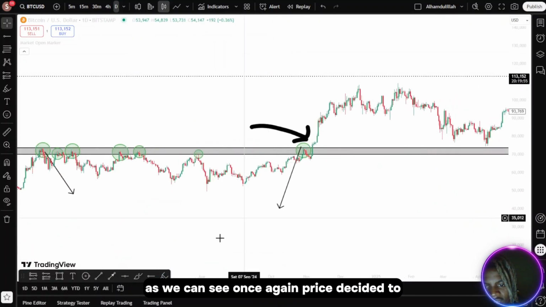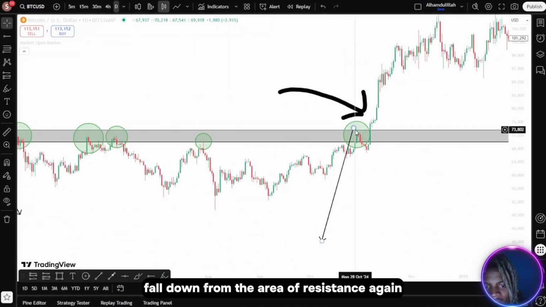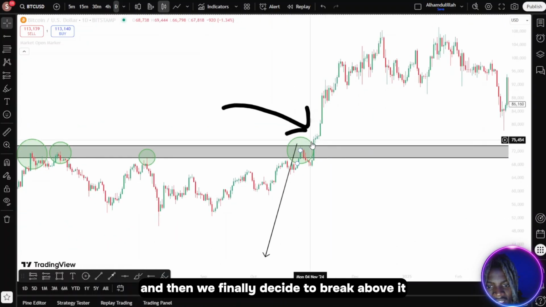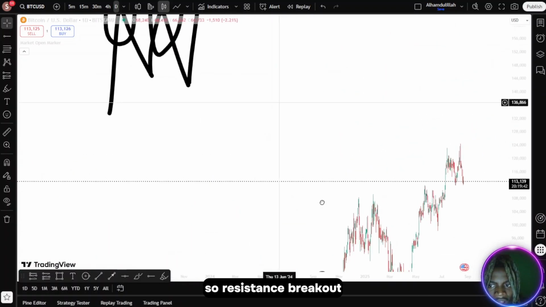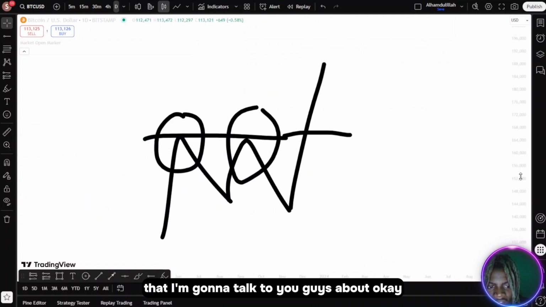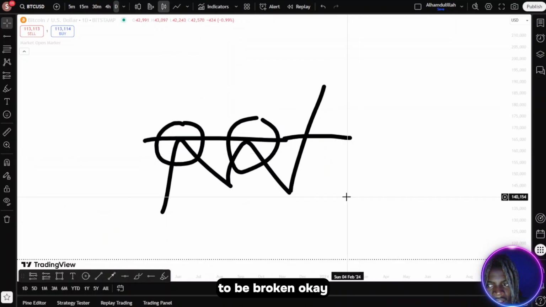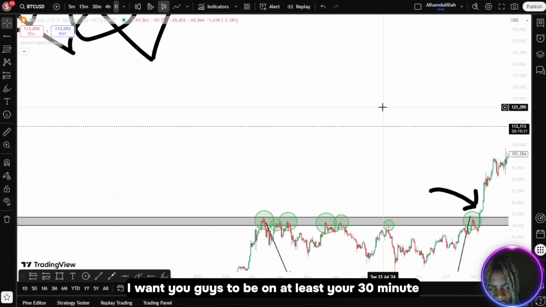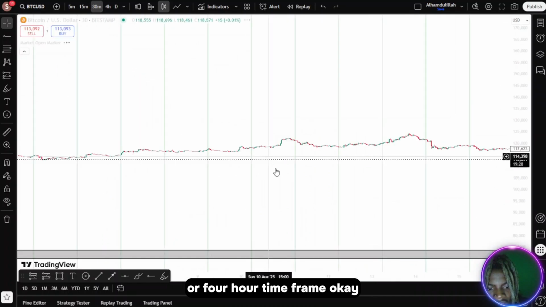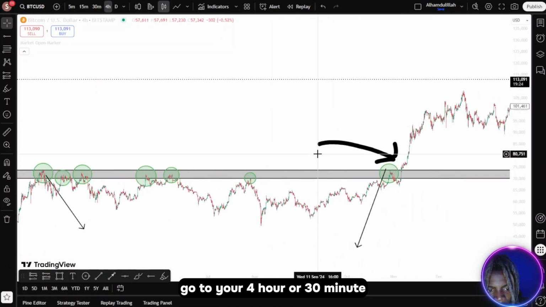Okay. As we can see, once again, price decided to fall down from this area of resistance, fall down from the area of resistance again, and then we finally decide to break above it, continuing up, creating bullish price action and structure. Okay. So resistance breakout is going to be the first model that I'm going to talk to you guys about. Okay. It's just waiting for an area of resistance to be broken. Okay. And let's talk about how we enter. Okay. I want you guys to be on at least your 30-minute or 4-hour time frame. Okay. After you guys find your resistance zone, go to your 4-hour or 30-minute.